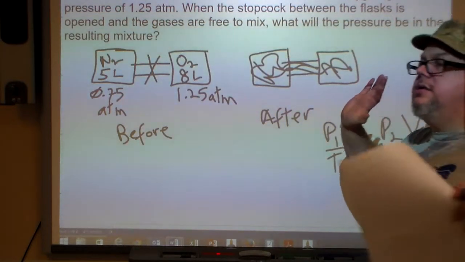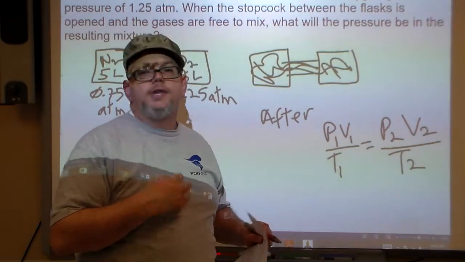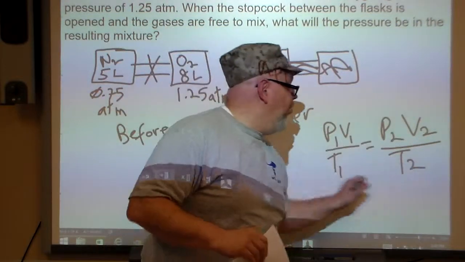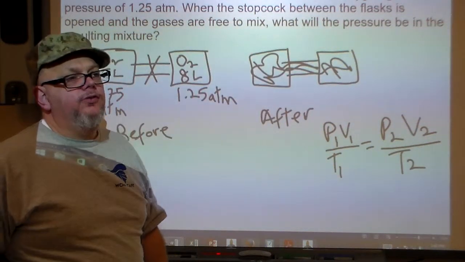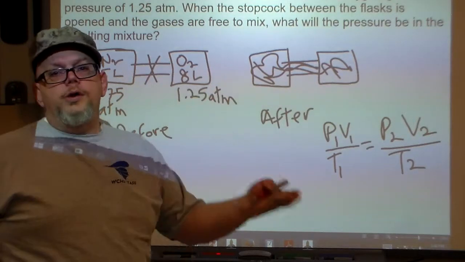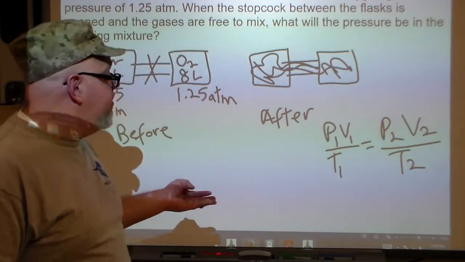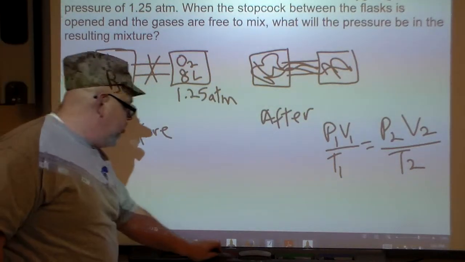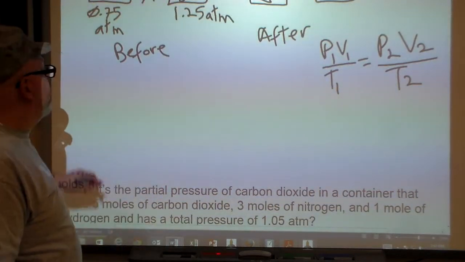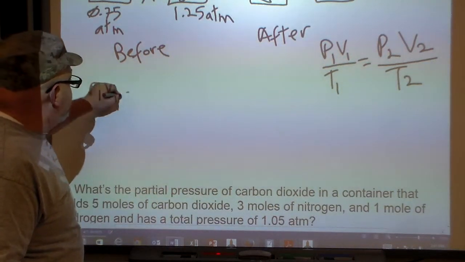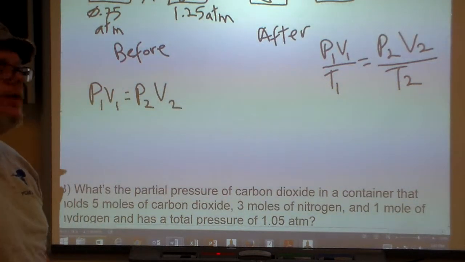Now notice I didn't sit there and memorize Boyle's or Charles's or Gay-Lussac's. I didn't. I just know this formula. Now what do you notice about the problem here? What about the temperature? Is it constant? Well, they don't mention anything about the temperature. So it's reasonable to say that the temperature is going to be constant. Thus, ladies and gentlemen, we have P1 V1 is equal to P2 V2. So that's what we have.